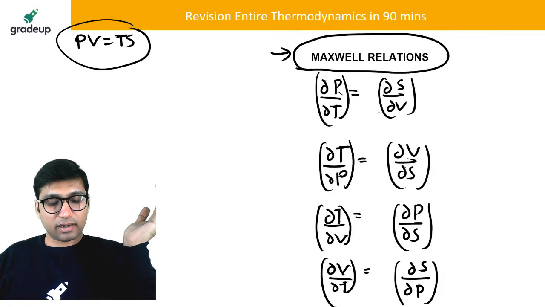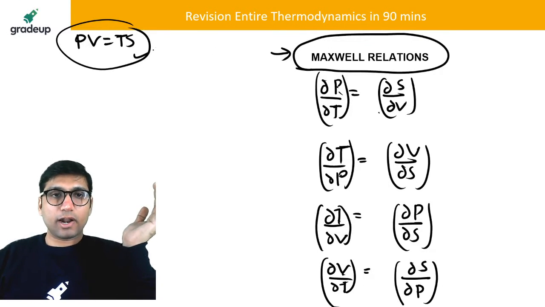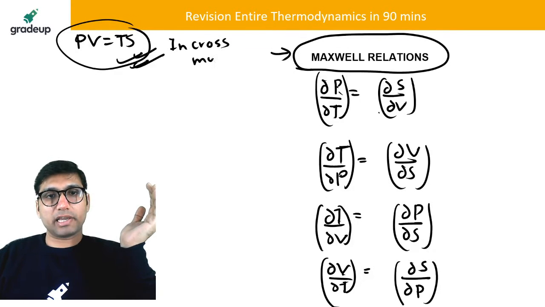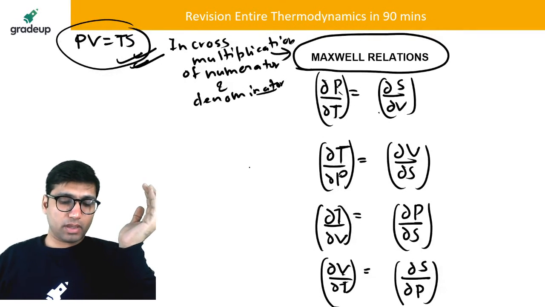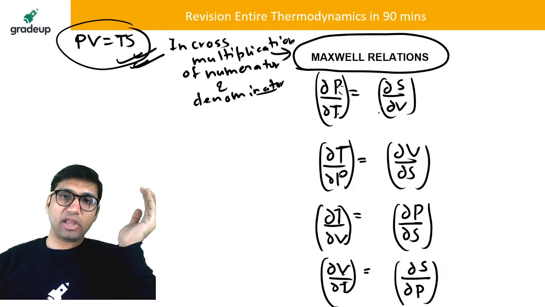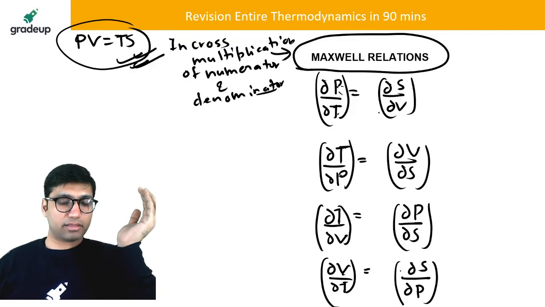If you cross multiply the terms, you will be getting PV is equal to TS in all Maxwell equations. Cross multiplication of numerator and denominator, you will be getting this term for sure. So you just have to write P by T, T by P, T by V and V by T. You just have to match PV, then TS, PV, TS.